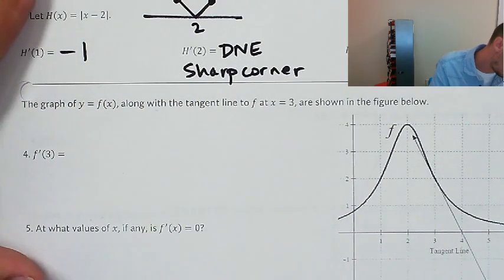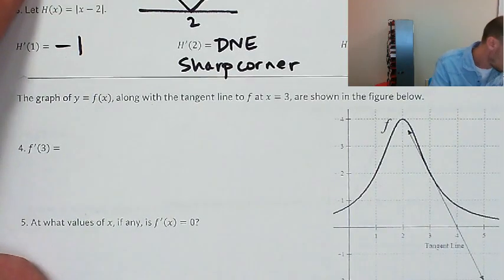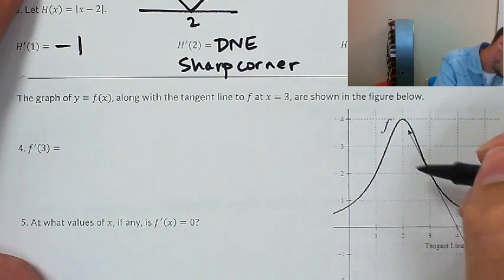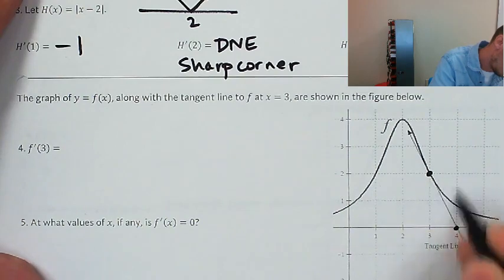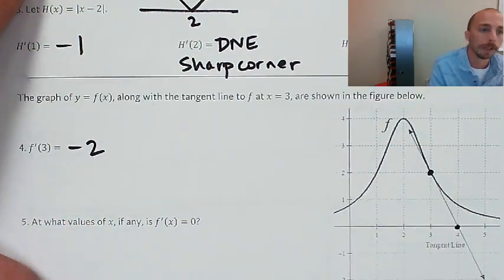So f prime of 3 on this next one, where we're getting a picture of the graph and a picture of the tangent line, well, f prime of 3 is the slope of the tangent line at x equals 3. Okay, well, I've got the tangent line. I can find the slope by doing a little rise over run. Okay, it ran 1, it rose negative 2. That's going to be negative 2 because it's the slope of that line.